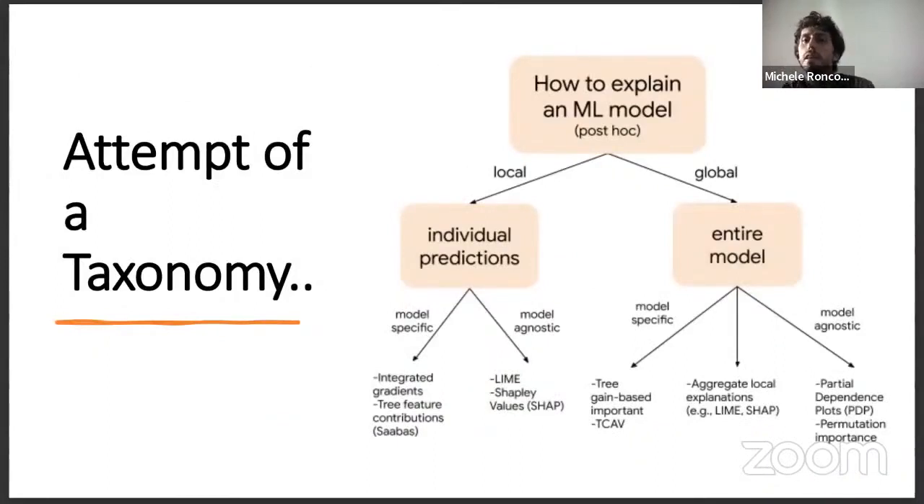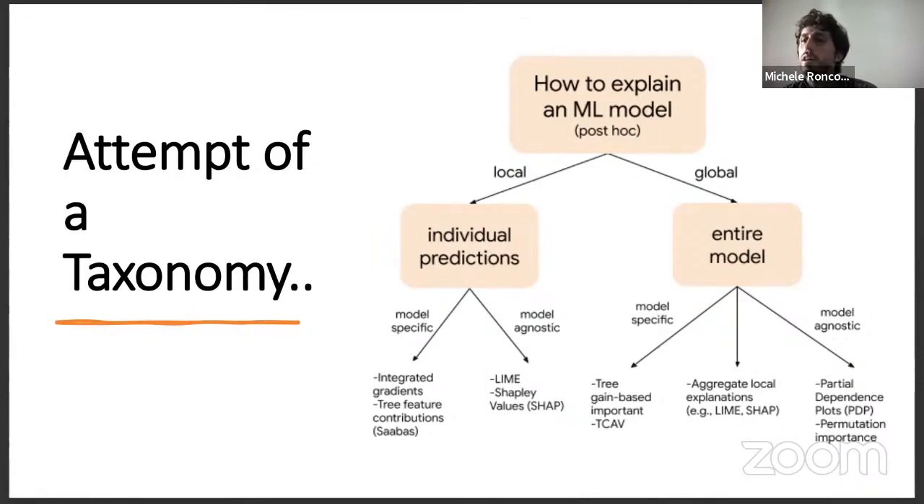Yeah, as I said at the beginning, this research field is very big, very diversified. And so here I just attempt a taxonomy, a classification. So how to explain a model, what is explainable AI? First of all, there are post-hoc and ad hoc, let's say, explainable techniques. We will only talk about post-hoc.